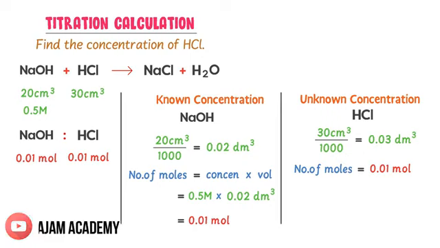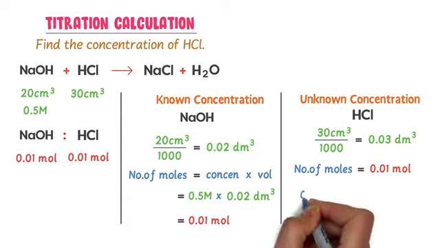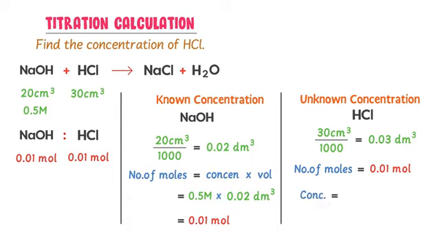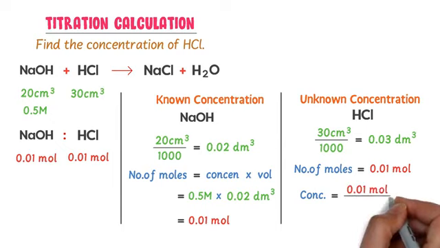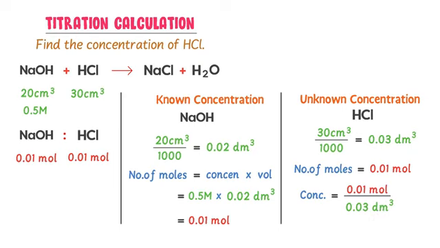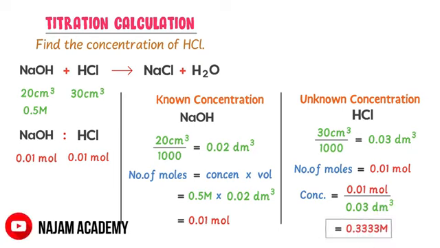Now we can easily calculate the concentration of HCl. We know that concentration is equal to number of moles upon volume. The number of moles is 0.01 and the volume of HCl is 0.03 dm3. So we get 0.33 moles per dm3 or 0.33 M. Thus this is the concentration of HCl. I hope that you have learned all about the titration.